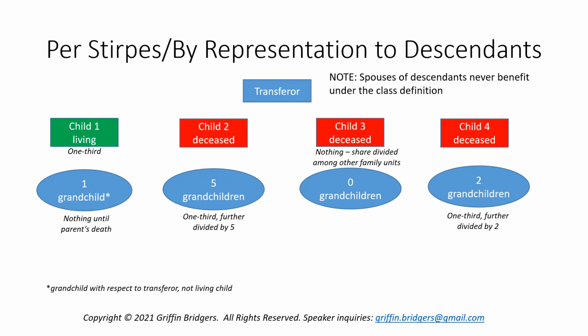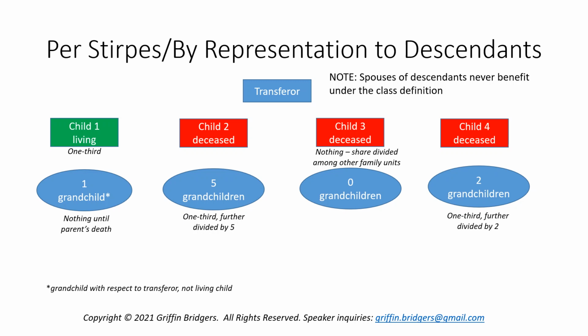Now in the case of child 2, their 1/3 will pass on to their children, which are the grandchildren of the transferor. We see that child 2 has 5 children/grandchildren. So essentially their 1/3 share will get further divided by 5 and go equally to each of those living grandchildren. In child 4's case, same thing. They have a 1/3 share for their family unit, but it passes on to their grandchildren, and it goes in equal shares as 1/3 divided by 2. So they each get 1/6 essentially.